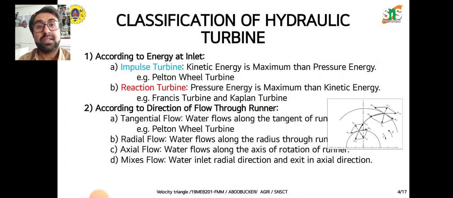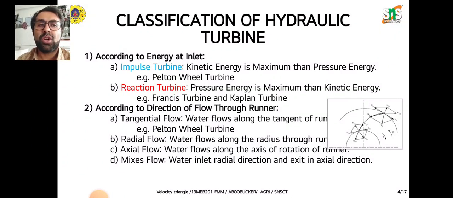So what is this? It is a classification based on the energy at the inlet. In an impulse turbine, the kinetic energy is greater than the pressure energy, and vice versa in a reaction turbine. Apart from this, classification of a turbine can also be done with the help of the direction of flow through the runner, like tangential flow, radial flow, axial flow, and mixed flow.